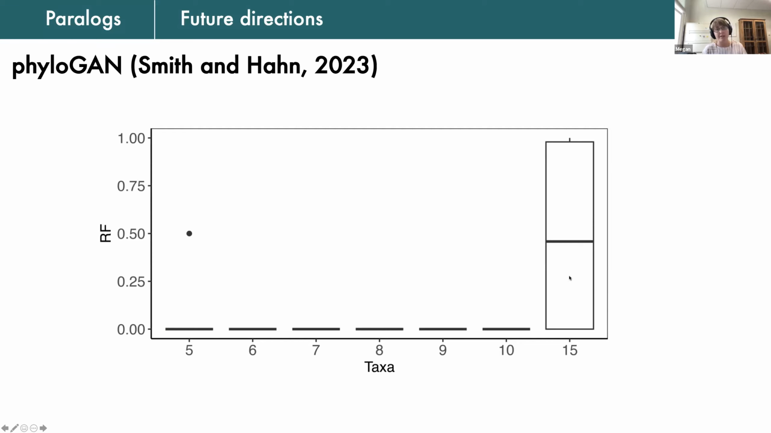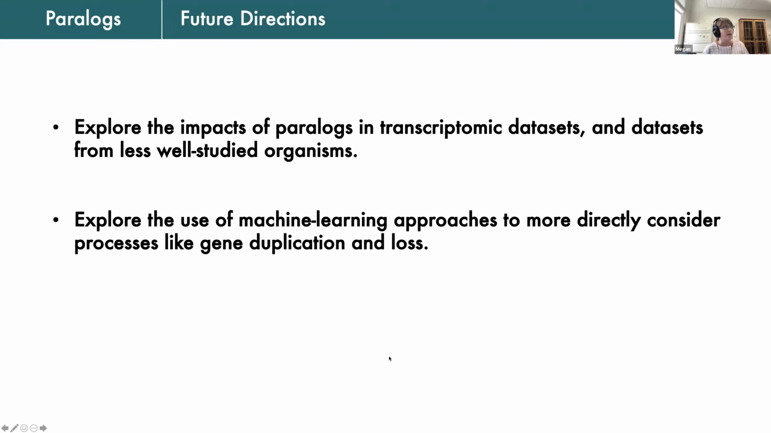And so I don't know if GANs are going to be an answer, but I do think it's important for us to continue thinking about how we can creatively use these approaches to consider some of these complex processes in phylogenetics. And I'm excited about moving forward with other approaches. In the future, I want to continue thinking about the data that we use in phylogenetics and how confident we can be in those inferences. So I'd like to look at this in some transcriptomic data sets and data sets from some well-studied organisms like terrestrial snails and slugs. And I also continue to think about the use of machine learning approaches to more directly consider processes like gene duplication and loss.